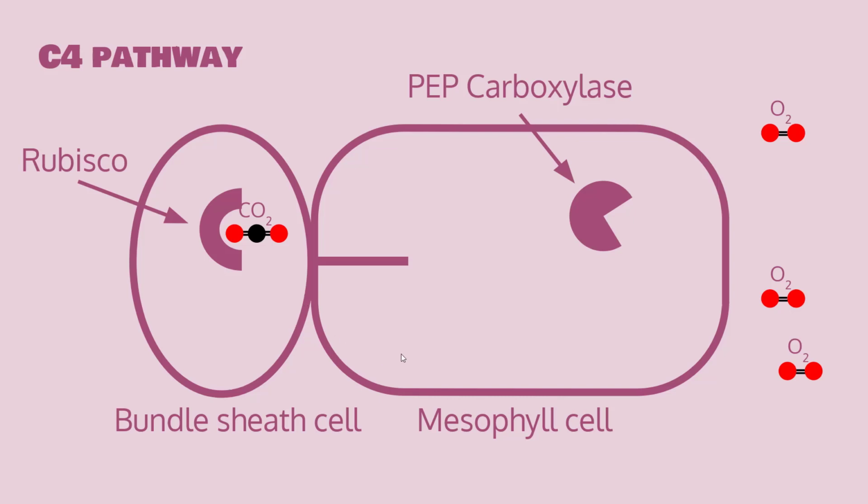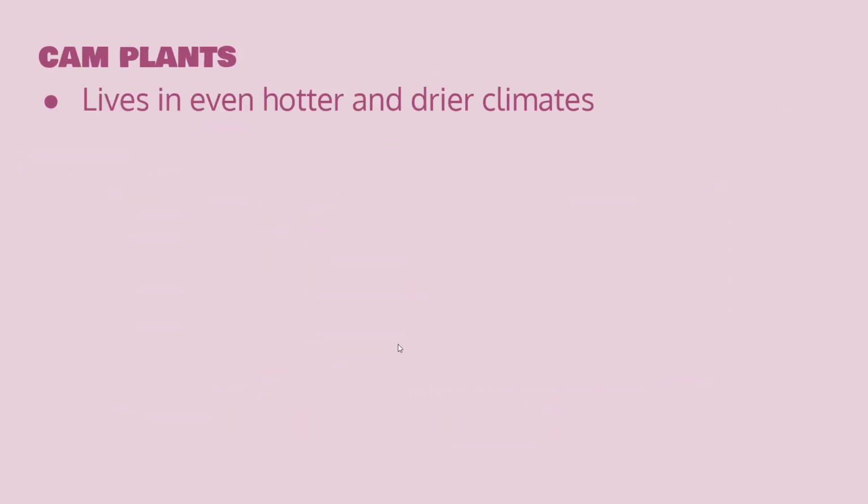However, it requires extra energy to have all these extra steps within the mesophyll cell, but it's worth it in this case because the plant lives in such a hot environment. So the stomata have to be closed a lot, and therefore photorespiration would become a real problem if we didn't have the C4 pathway. And finally, we have CAM plants.